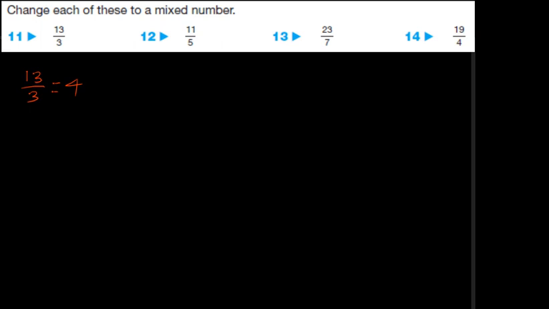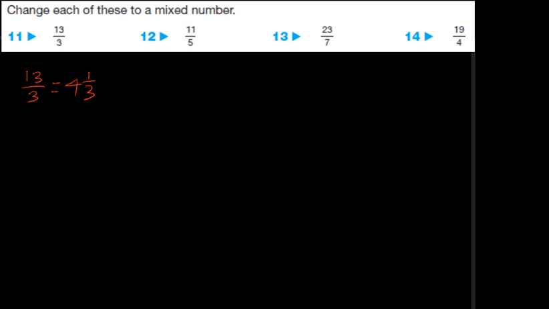We could not take a number larger than 13. We have to check for the number smaller than 13 in the third table. We know that 4 3s are 12. The balance is 1. So 4 and 1 by 3 is the mixed fraction of 13 by 3.